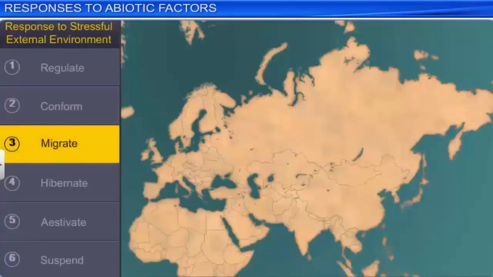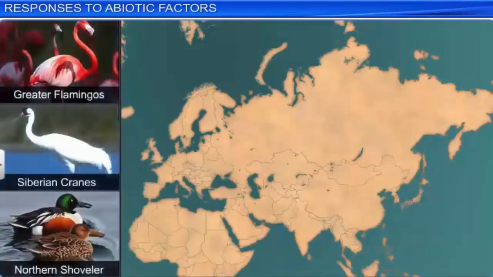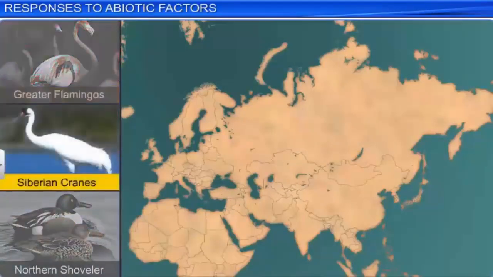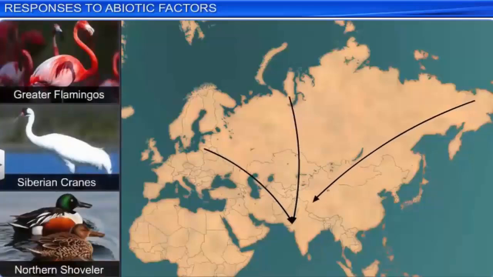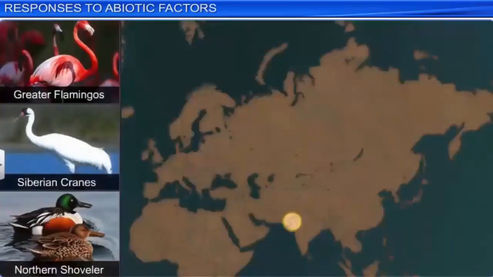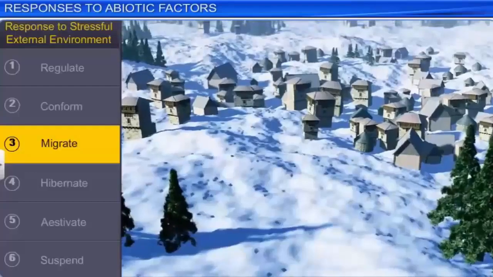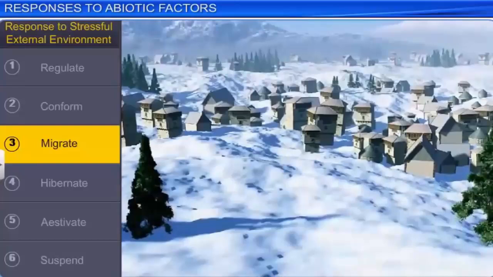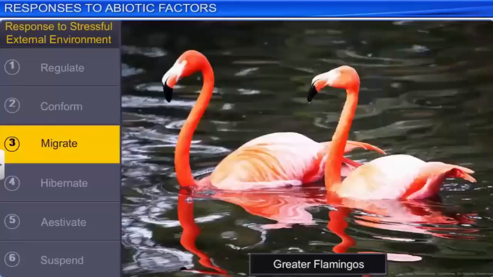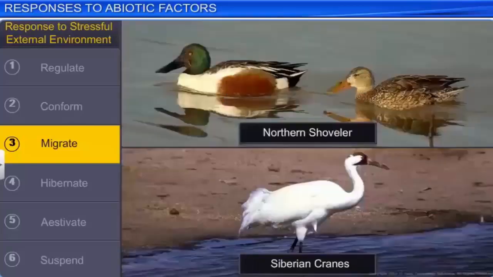Particularly during winter, you may have read about or witnessed the arrival of migratory birds such as the greater flamingo, Siberian cranes, and northern shoveler from Siberia and other cold northern regions to the famous Keoladeo National Park in Bharatpur in Rajasthan. Similarly, in Europe too, people staying high up in the Alps come down to the valleys during winter. Migration is seen in animals that are capable of moving from stressful environmental conditions to a place that offers a favorable climate.